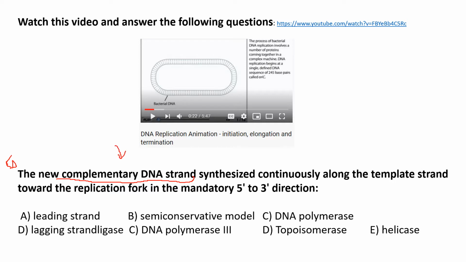That is important. The important part here is that it is synthesized continuously along the template. So it's a new strand, it's synthesized continuously, and the third thing that they told you is that it goes toward the replication fork in the mandatory 5' to 3'. So we know this. They give you three traits that are important: it is the new complementary strand, it is synthesized continuously, and it moves toward the replication fork. Just these things tell you that this is the leading strand.